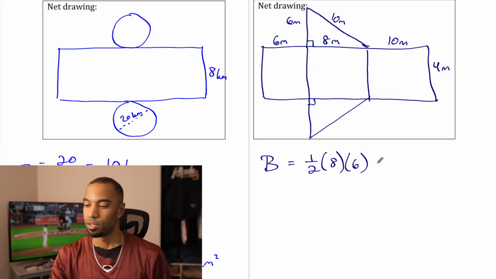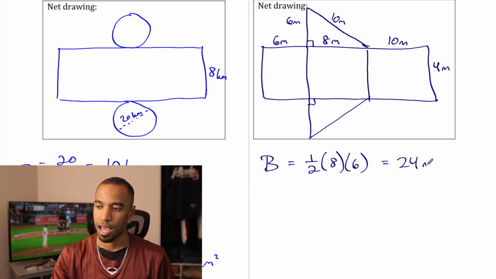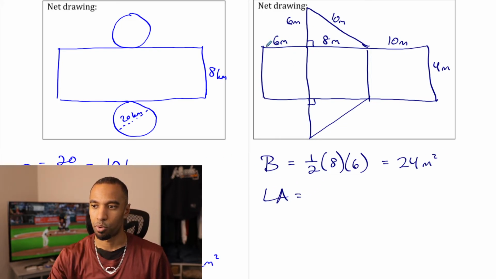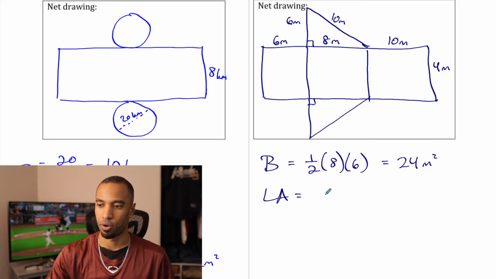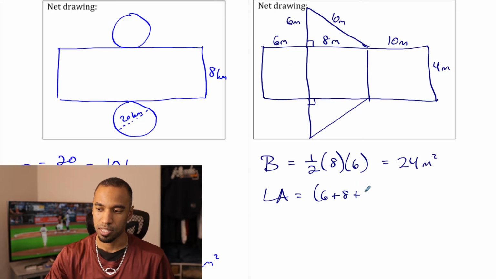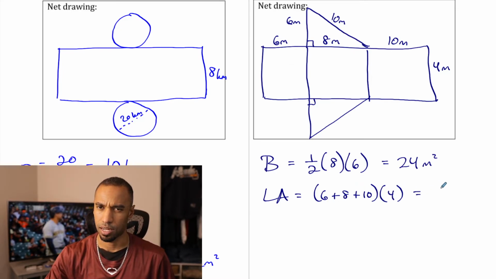Half of 8 is 4. 4 times 6 is 24. I got 24 square meters for that one. The lateral area is the perimeter of the base, 6 plus 8 plus 10, times the height of 4. So 6 plus 8 plus 10, that's 24, times the height of 4 is 96.